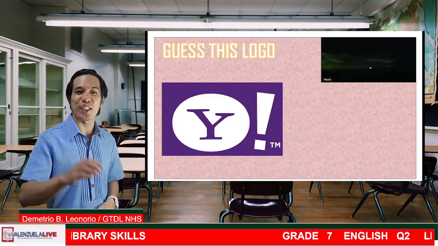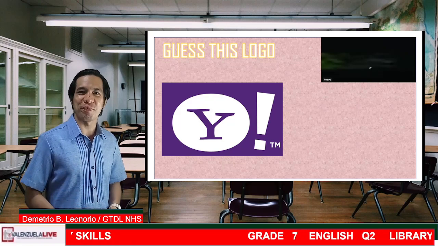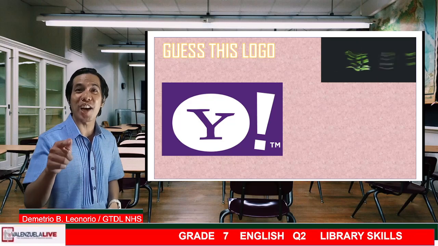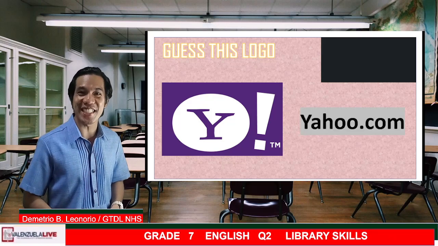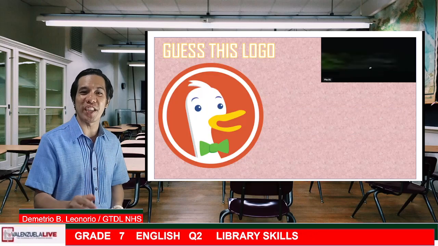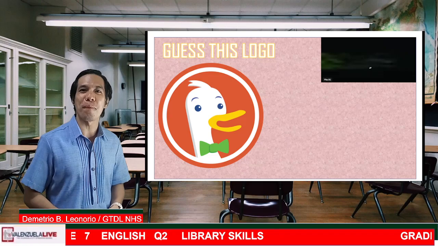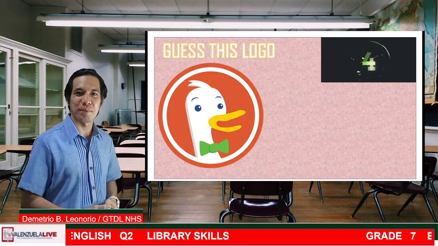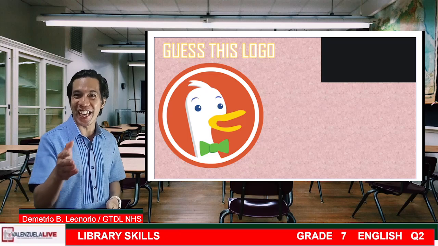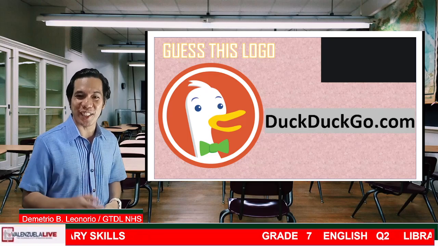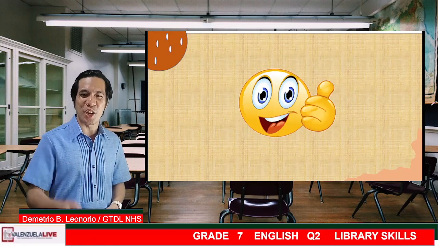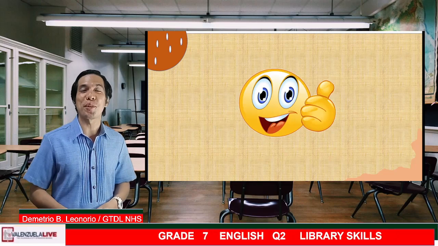Next, the fourth icon or logo. Yahoo.com. Easy peasy, right? Finally, this is the last one. Guess this logo. Your answer? It's DuckDuckGo.com. Did you get the last one right? Alright, congratulations learners for doing that activity with me.